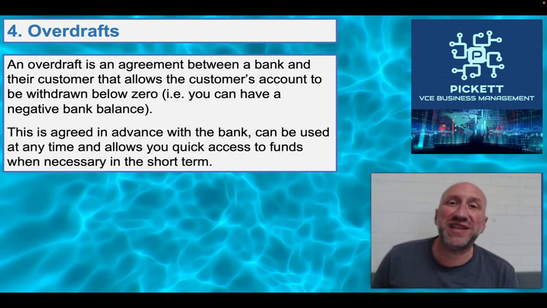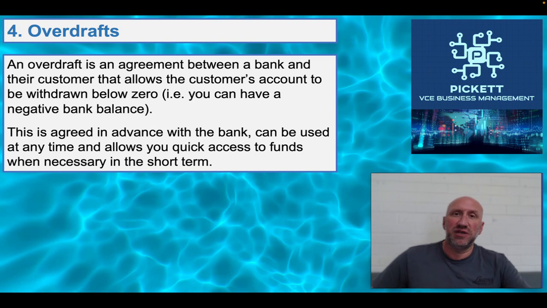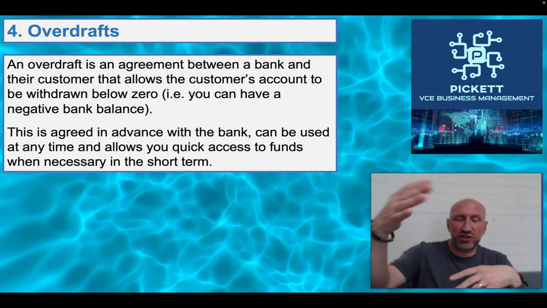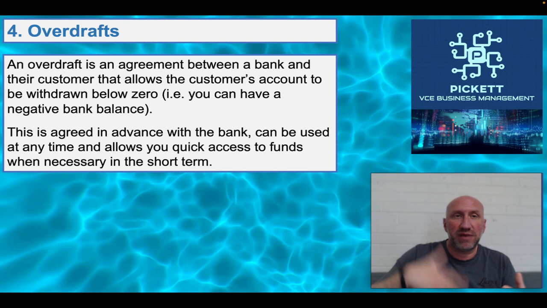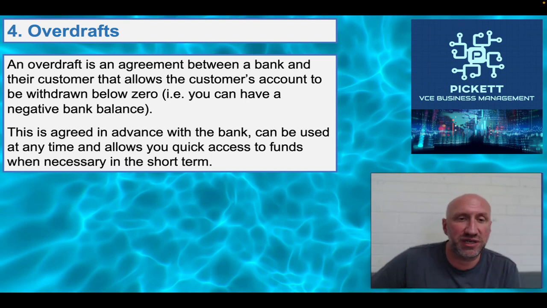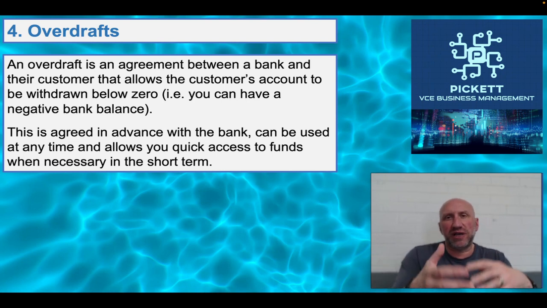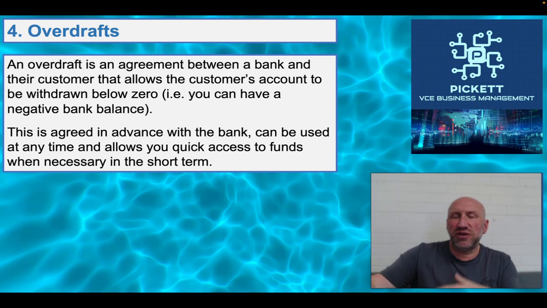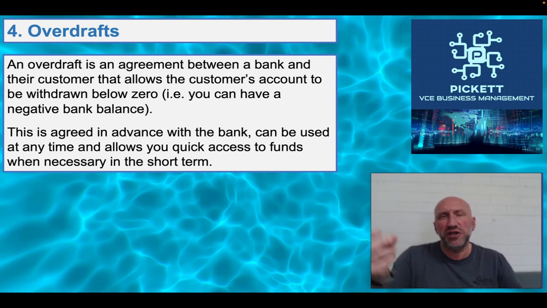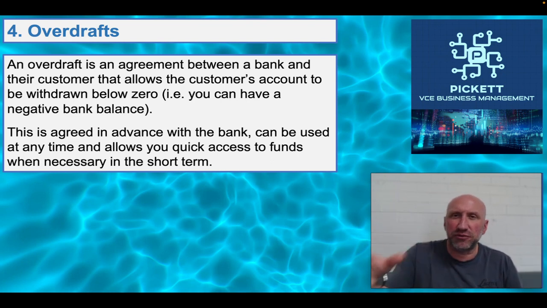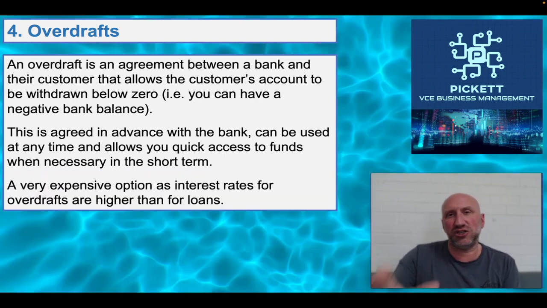So you agree this in advance, it has to be agreed in advance. If not, once your account goes to zero, it'll be blocked. You won't be able to use it. Your cards will be refused, and so on and so forth. But once you've agreed it, it can give you quick access to funds when you need them in the short term. So if you arrange for the next year, next 2 years, whatever it is, a $10,000 overdraft, you just know that if money's tight for a month or two, you can dip into that overdraft and it's not going to be a particular issue for you.